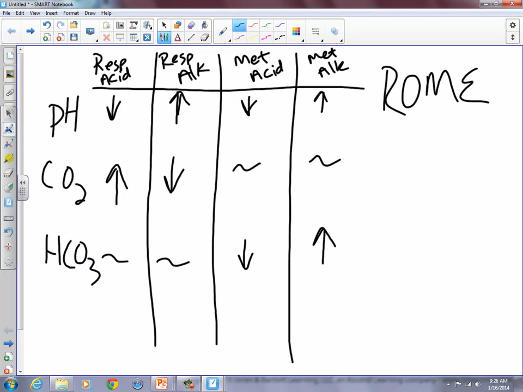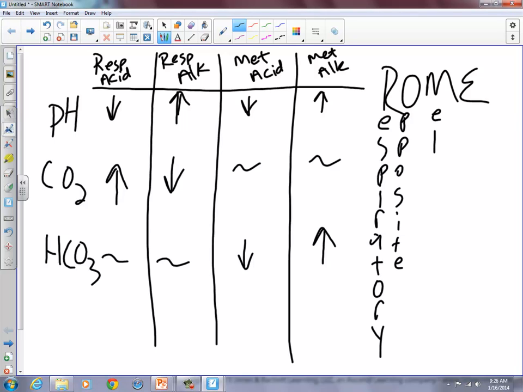Remember this. ROME. Respiratory opposite, metabolic equal. And you know what they say, when in Rome. What? When in Rome what? Does that make sense?